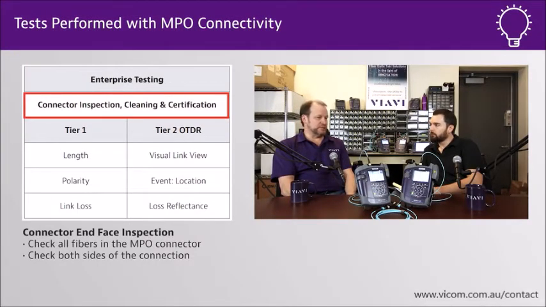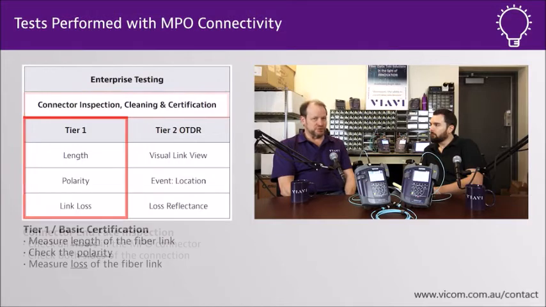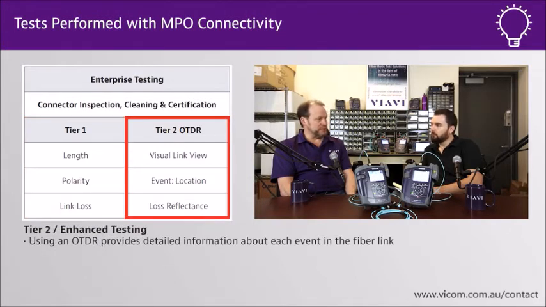So for the tests that you need to perform, you've got your straight-on inspection of the fiber end faces, and of course it's typically a 12 fiber ferrule that you have to inspect. You've got your tier 1 or basic certification, which is your loss, length and polarity, and you also have your tier 2 or your enhanced testing, which is performing OTDR tests so that you can really see each individual event in that fiber link. So that's the exact same that you would see for duplex testing. It's just that your tools have to be different because you've got a different fiber connector, being that MPO connector.